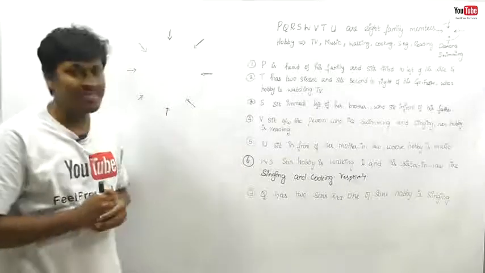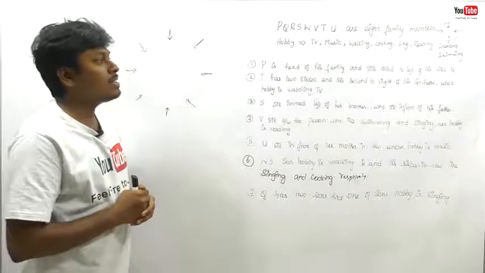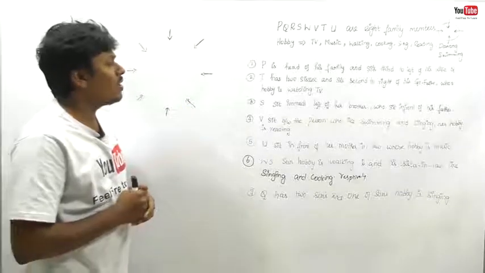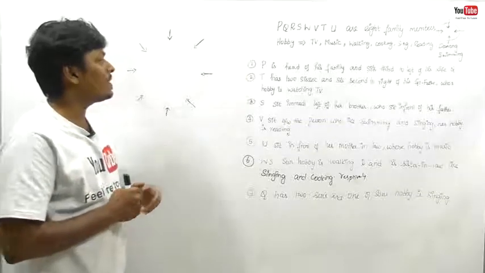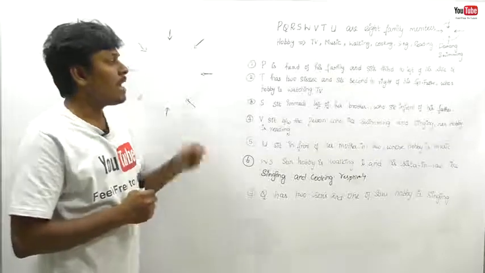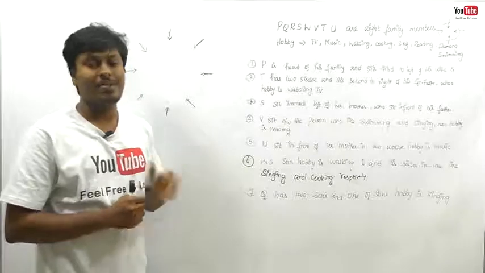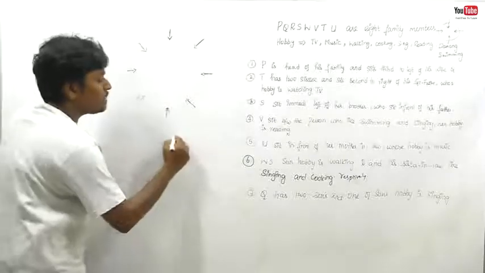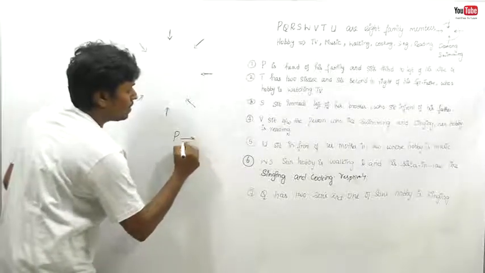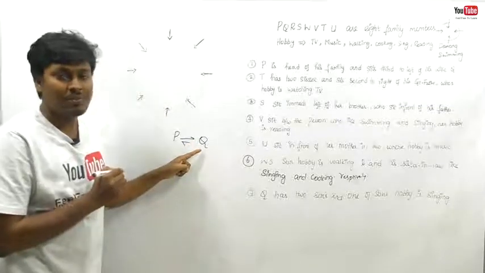So let me move on to the first point, friends. P is head of his family and sits third to the left of his wife Q, right? So in the first point, they have said that P is the head of his family and sits third to the left of his wife Q. So P is having a wife, which is Q. So I can clearly say that P is having a wife, right? So wife Q. If Q is a wife, then Q should be a female person.